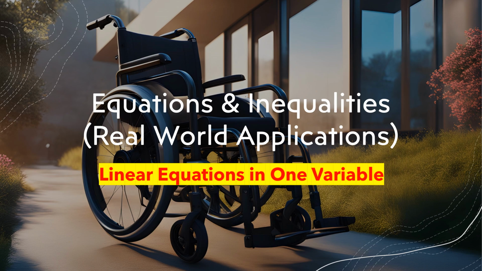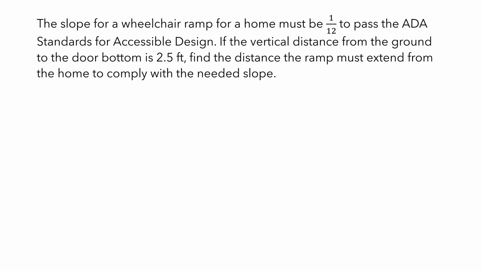So let's get started. Now here we are given a problem where we have to design a wheelchair ramp, shown here, for a home that must pass the ADA standard, that is the Americans with Disabilities Act, for accessible design. The ramp should have at least a slope of 1 over 12 so that the wheelchair can easily climb up the ramp.